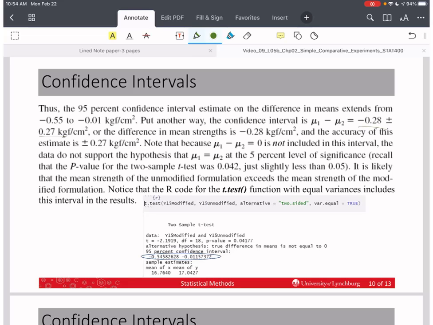So the difference in mean strengths is negative 0.28. And the precision of the estimate is, we usually just say 0.27, but you can say plus or minus 0.27 if you like. Because 0 is not included in the interval, the data does not support the null hypothesis that mu1 is equal to mu2 at the 5% level of significance or the 95% confidence level. Okay, and if you remember, the p-value is about 0.042.